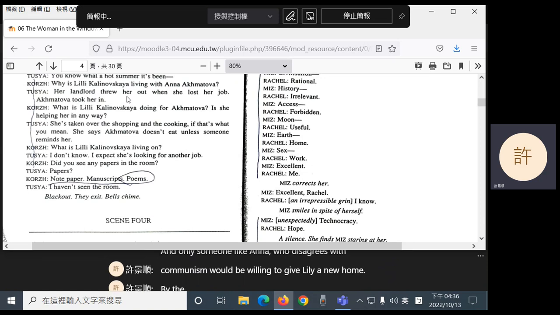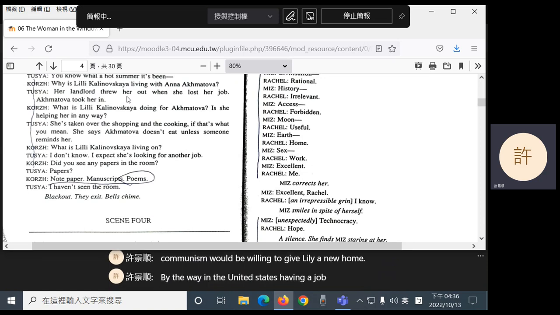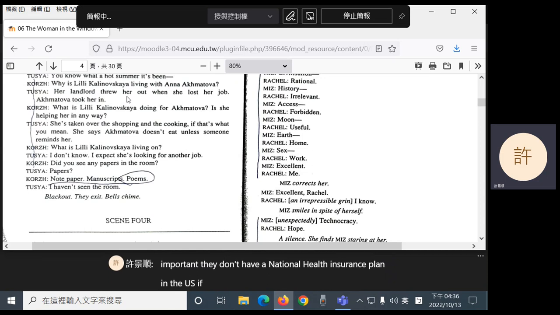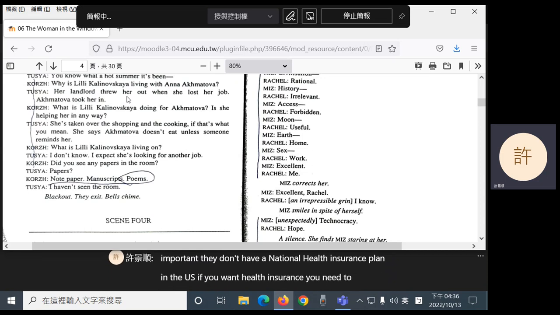By the way, in the United States, having a job is also very important. They don't have a national health insurance plan. In the US, if you want health insurance, you need to have a job. Your boss will give you health insurance.